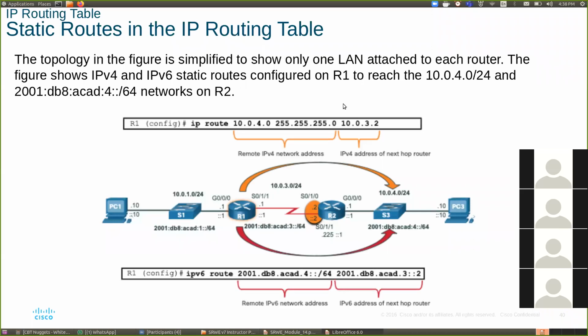Static routes in the routing table. If you look at this, this is the command to configure a static route. The command starts with ip route, the destination network, the subnet mask information, and the next hop address. So we'll do this. This is for IPv4. For IPv6, it's the same thing. The only difference is you replace ip with ipv6, route, remote network, and the next hop. Okay.